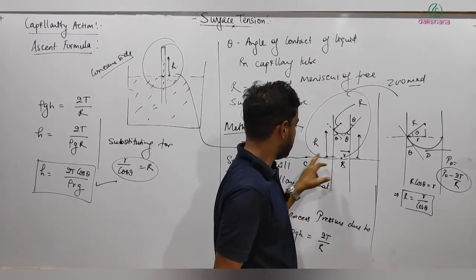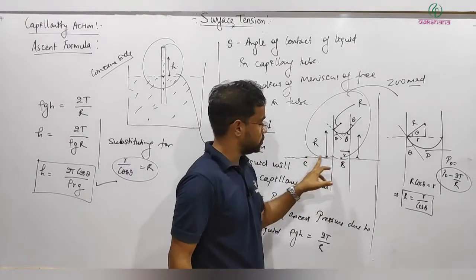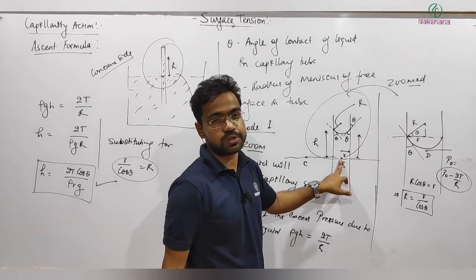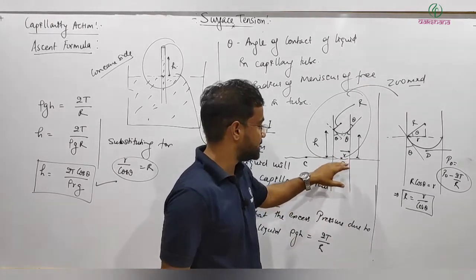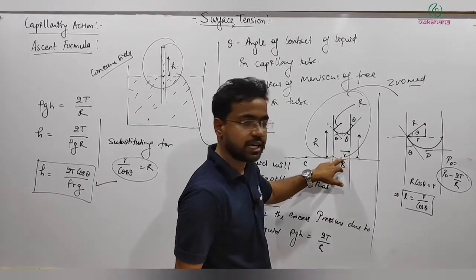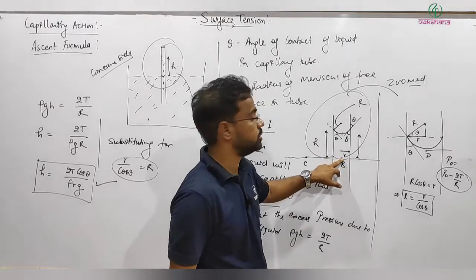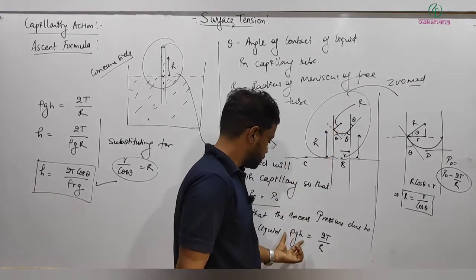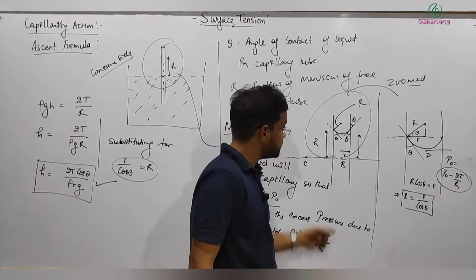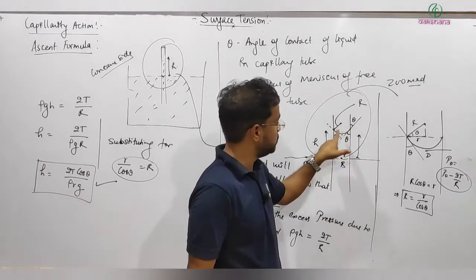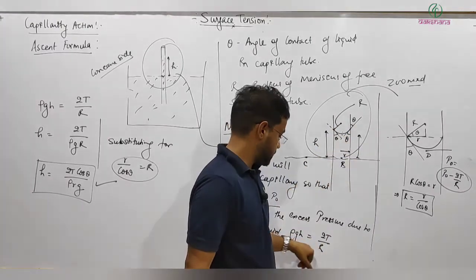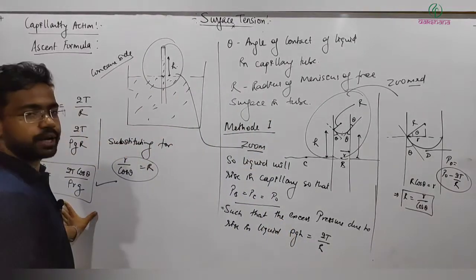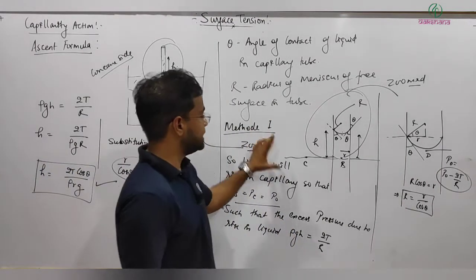But the pressure at point C is P naught. So these are two points at the same level with different pressure. That's not possible in the same liquid. So to make the pressure at point B equal to P naught, the level rises. And how much will it rise? This additional pressure balances the decrease in pressure due to the concave surface. So this is exactly why it rises, and simplifying it, we get this expression. So this is method 1.